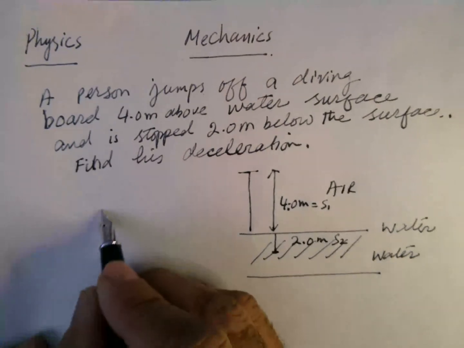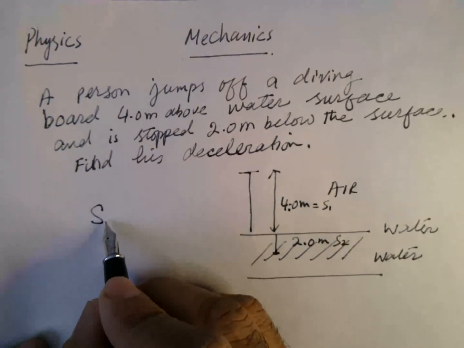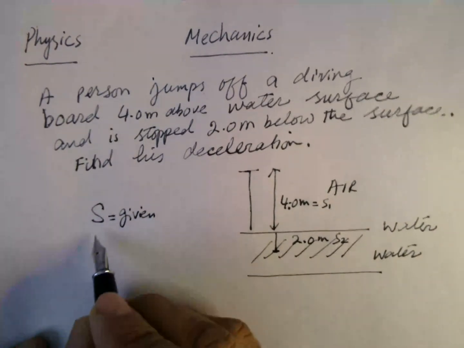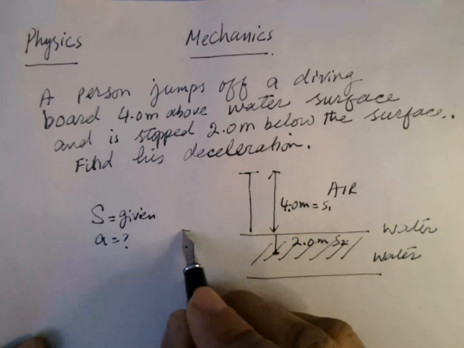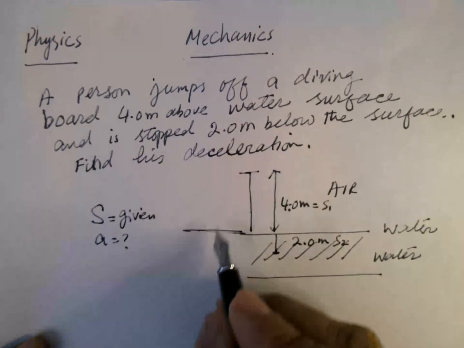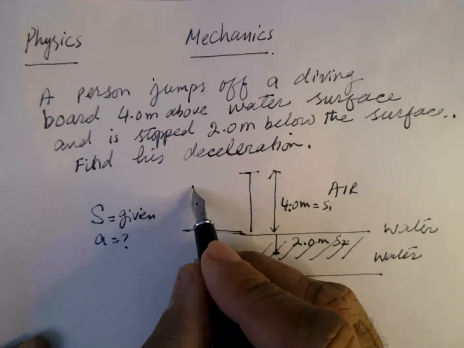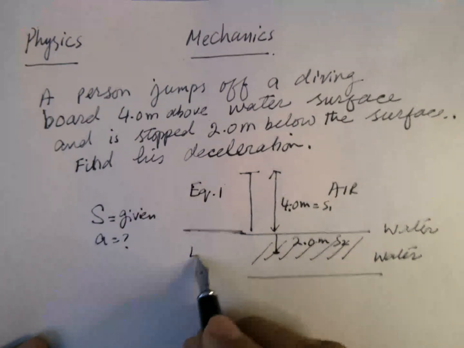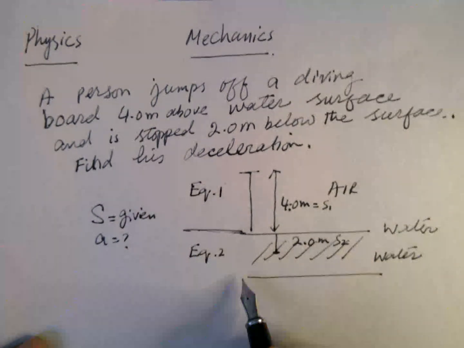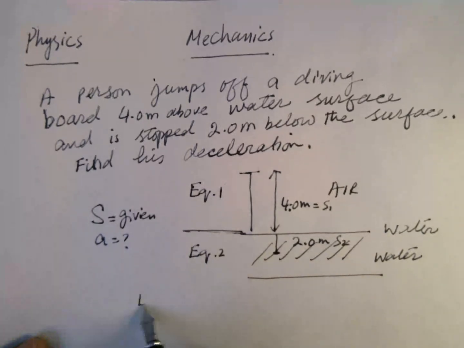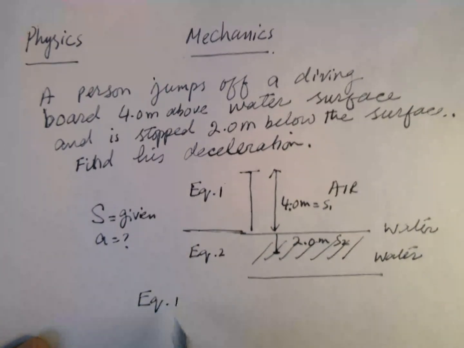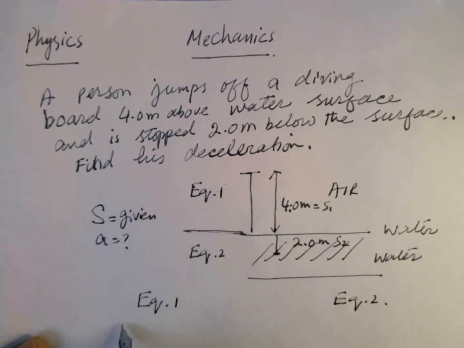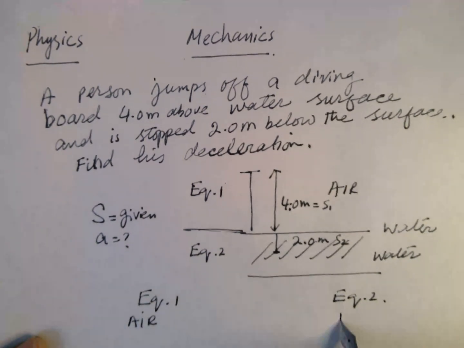So we have to find, S is given. The distance S is given, and A we have to find. So this is region 1 and this is region 2. Here we will use equation 1, and here we will use equation 2. In region 1 it is air, and here is water.